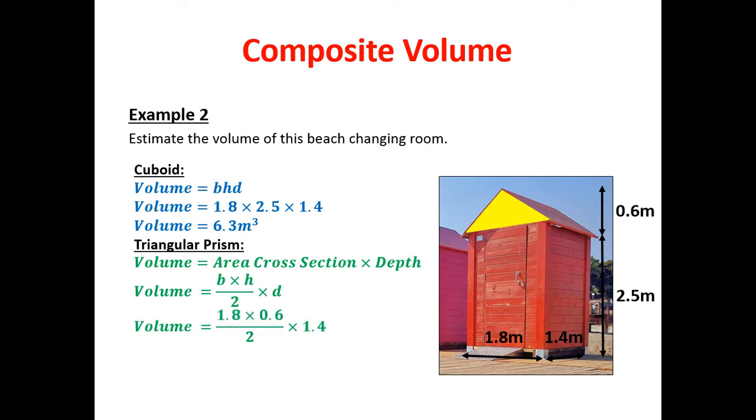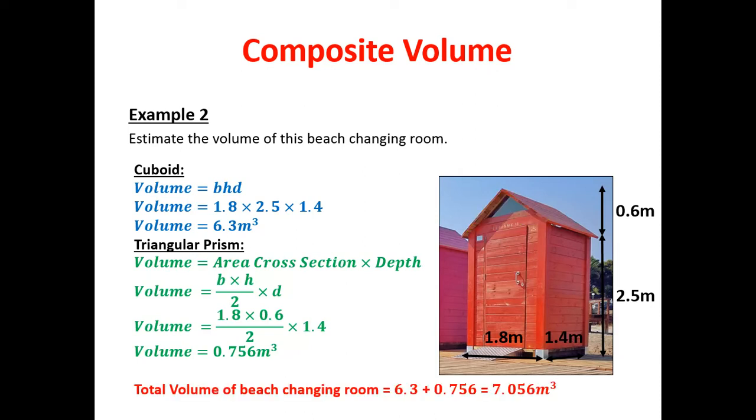So 1.8 is the base of the triangle, 0.6 is the height, divide that by 2, and then we're going to multiply it all by the depth to get volume, and the depth of this beach changing room is 1.4 meters. That gives us 0.756 meters cubed. So to get the total volume of the beach changing room, we add up the volume of the cuboid at the bottom, 6.3, and the volume of the triangular prism, 0.756, to give a total volume of 7.056 meters cubed.